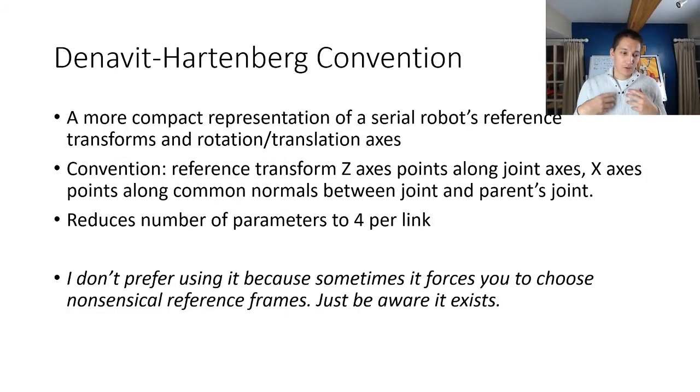Now, when we talk about robot kinematic definition files, one thing that you'll often see in older textbooks especially is the Denavit-Hartenberg Convention. It's a very compact representation of serial robots' reference transforms and their axes. It reduces the number of parameters that you need to specify the reference frames of a robot down to 4 parameters per link. Now, it's not used very often nowadays, and I also don't prefer it because it oftentimes makes you choose very nonsensical conventions for your robot, but you should be aware that it exists because some robot manufacturers will still use DH convention.